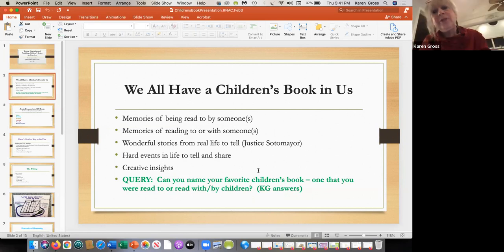The reason I do this exercise is because I think we're inspired by the books that have moved us, the children's books that have moved us.